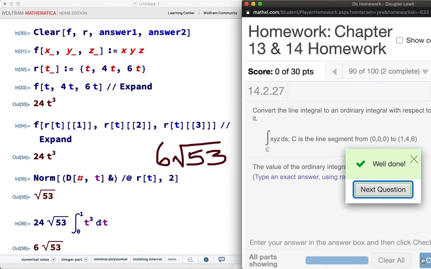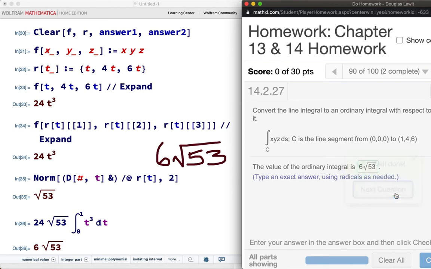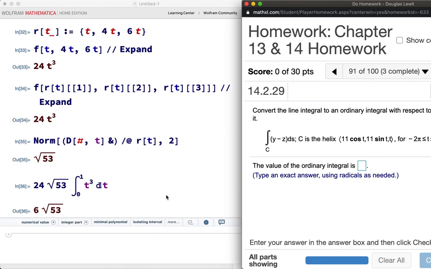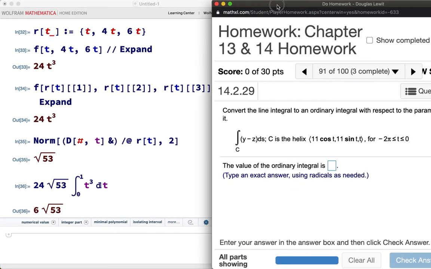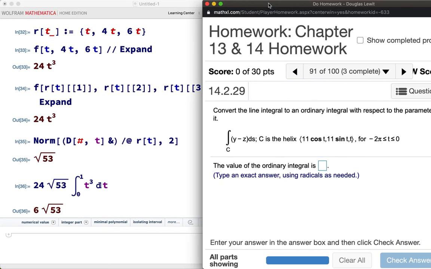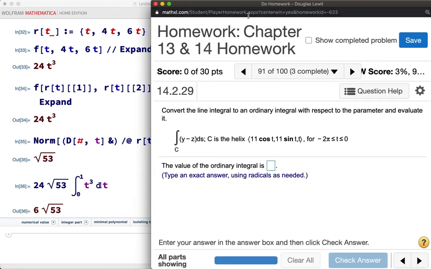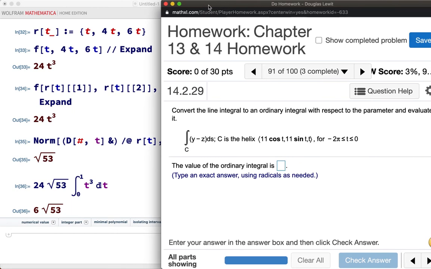Okay, let's look at 91. I think 91 is pretty similar, actually. Let's see what we have over here. Okay, convert the line integral to an ordinary integral with respect to the parameter and evaluate it. Okay, so of course, this is, I believe, the second section of chapter 14.